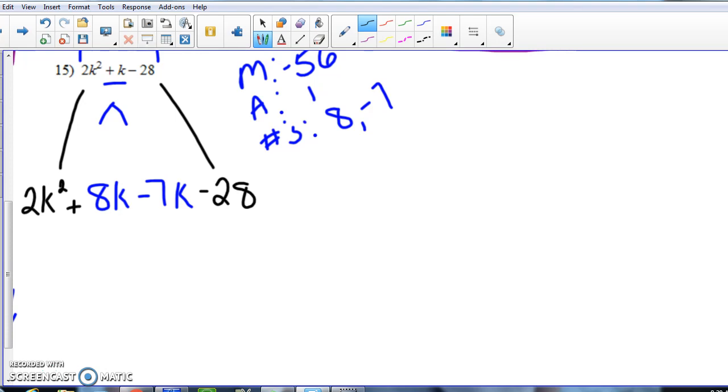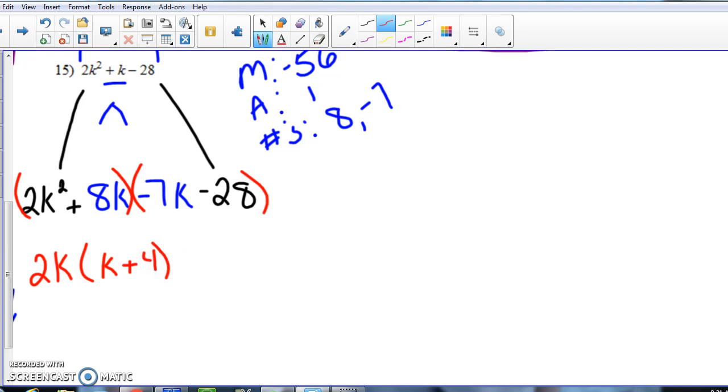So now what I'm going to do is group these four terms together. I'm going to group the first two together, and I'm going to group the second two together. And what I am looking for is a GCF out of each group. They will be different GCFs. So my first group, the 2k squared and the 8k, they have a GCF. Their GCF is 2k. Now, if I divide that GCF out of each term, 2k squared divided by 2k is k, and 8k divided by 2k is 4.